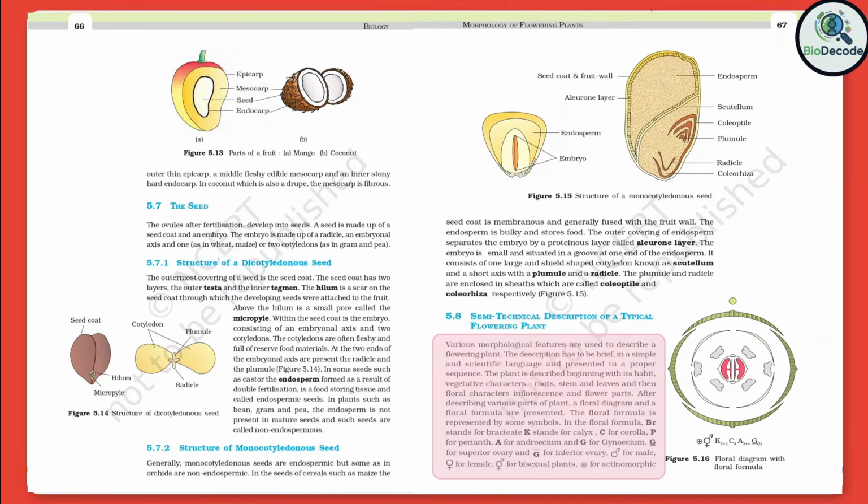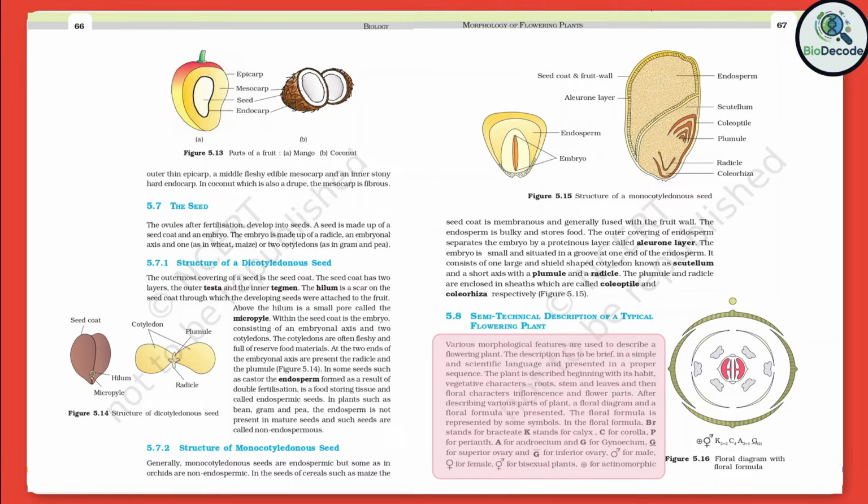The floral formula is represented by some symbols. In the floral formula, Br stands for bracteate, capital K stands for calyx, capital C for corolla, capital P for perianth, capital A for androecium, and capital G for gynoecium. G with a line below indicates superior ovary, and G with a line above indicates inferior ovary. A circle with a small arrow pointing diagonally upward to the right, like a spear, indicates male. A circle with a small cross extending downward, resembling a hand mirror, indicates female. A combination of male and female signs joined together indicates bisexual flowers.